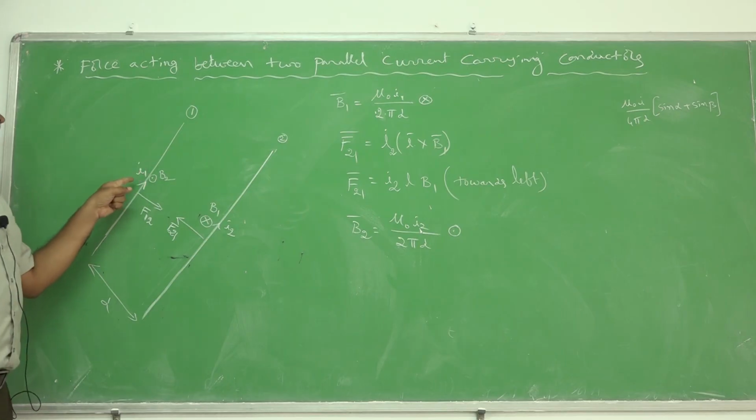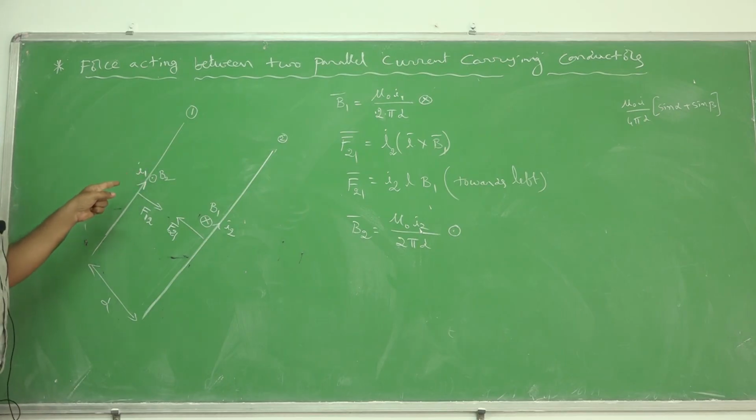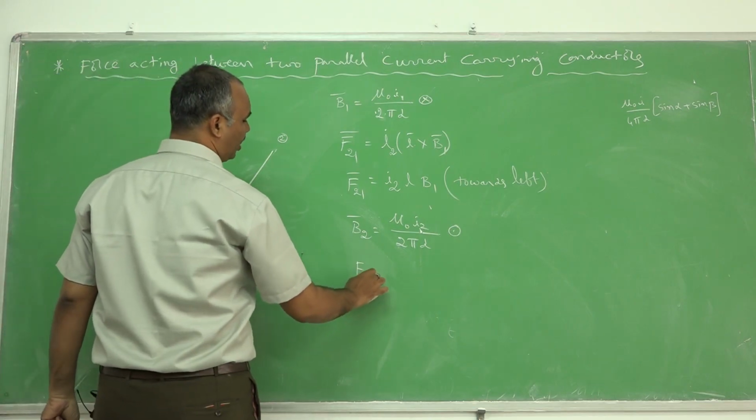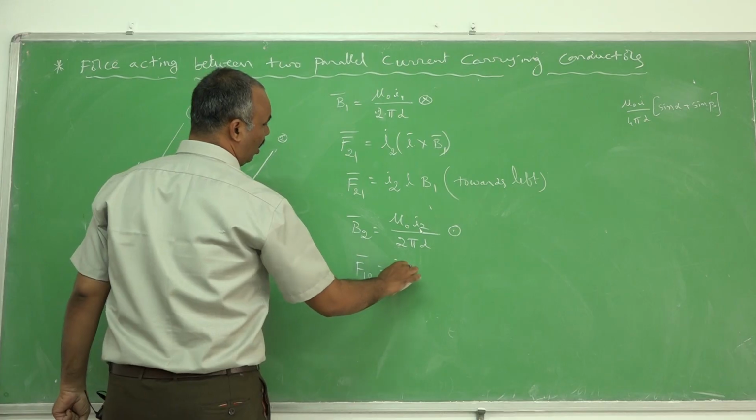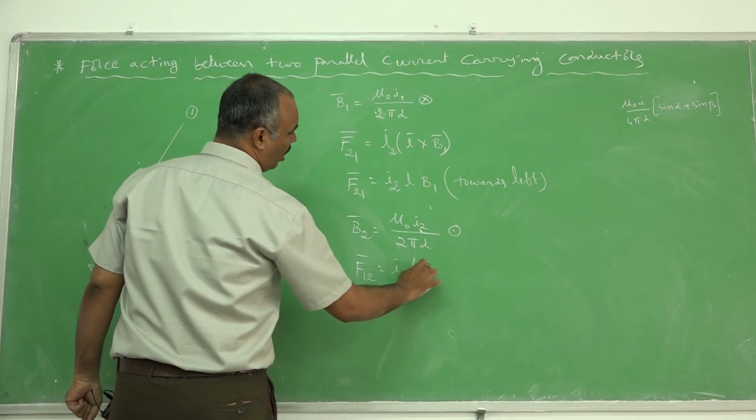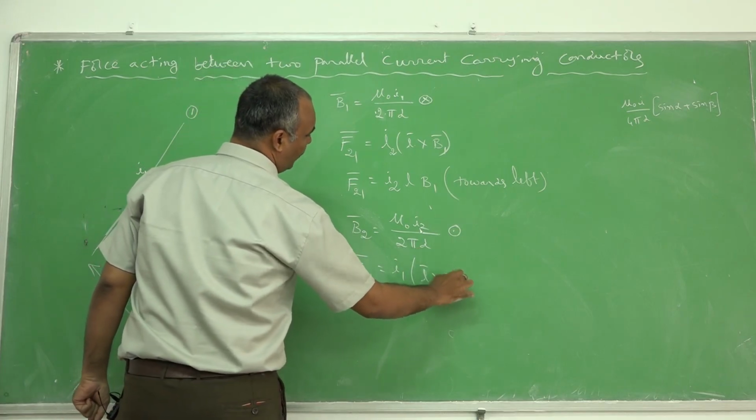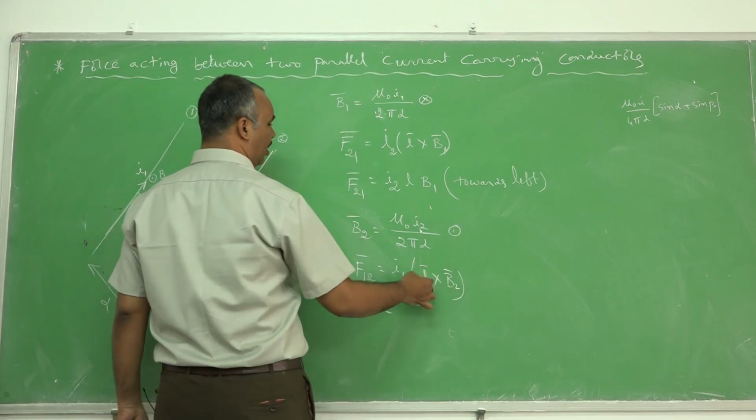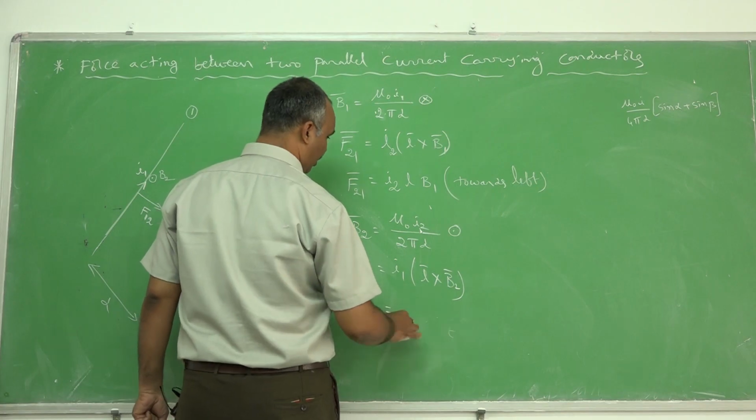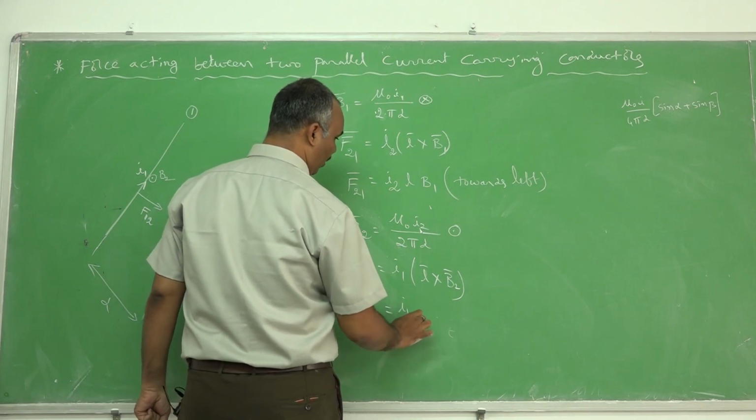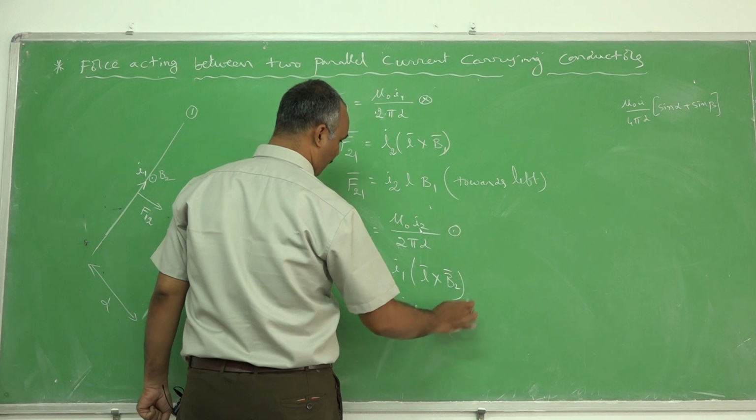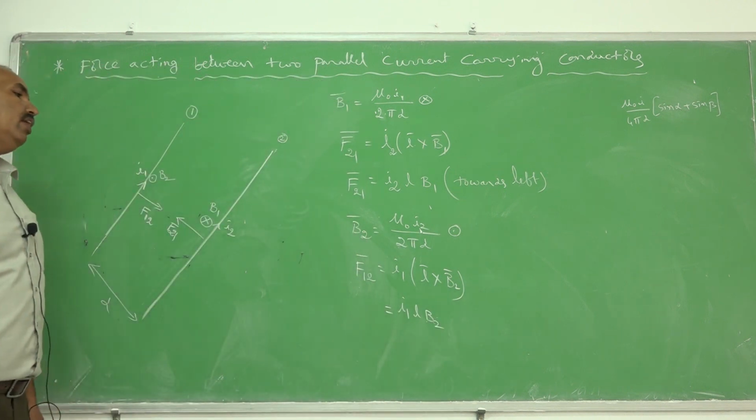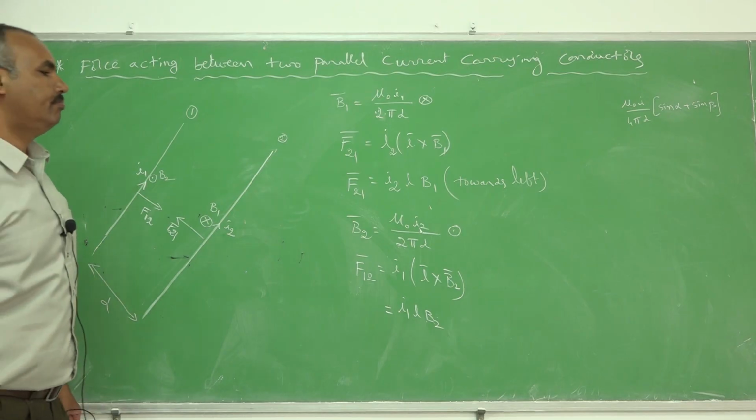In this magnetic field, I1 is the strength of current passing, so it experiences some force. Force experienced by the first conductor because of the second conductor is nothing but I1 L bar cross B2 bar. As the length and magnetic field are perpendicular to each other, you can write I1 L B2.